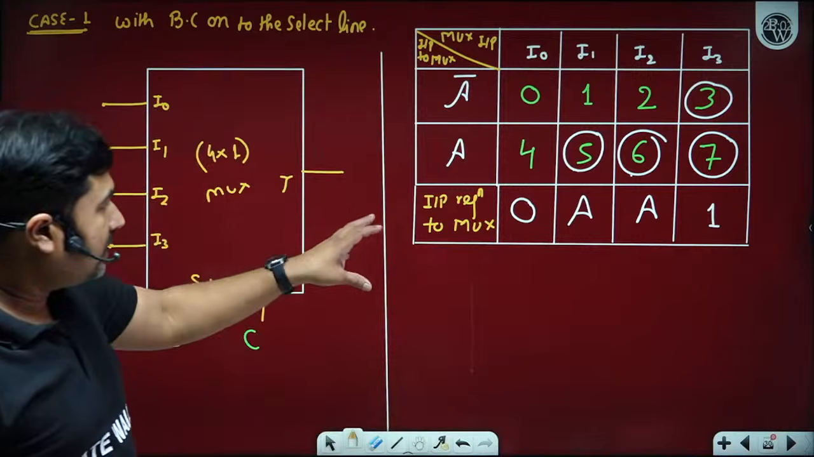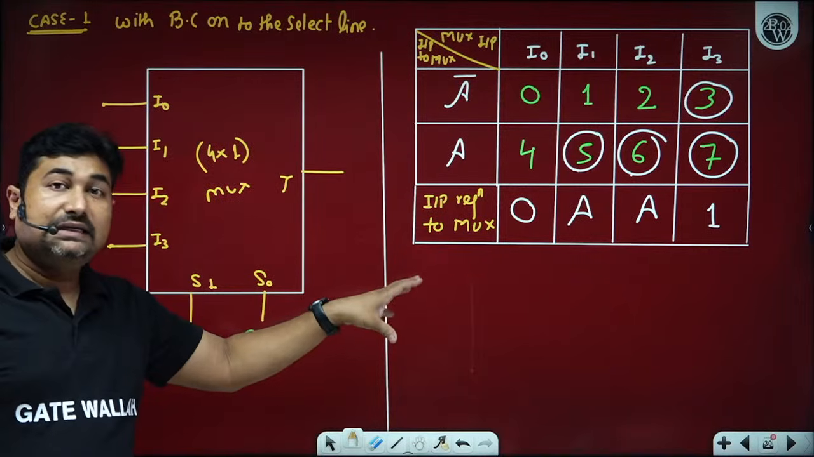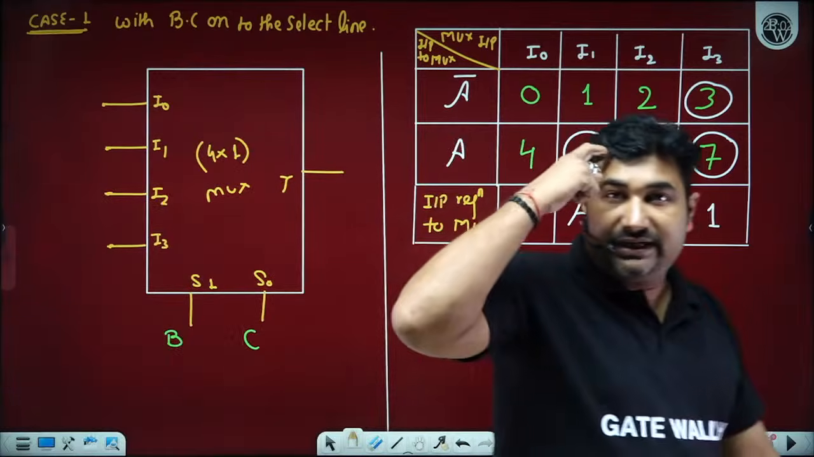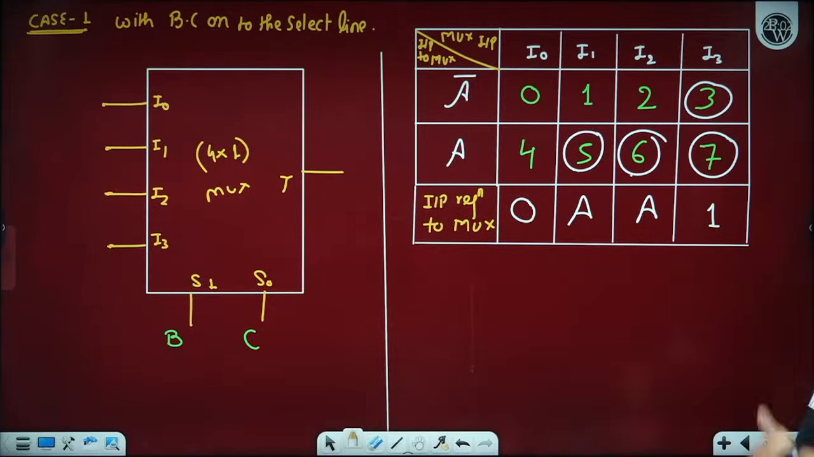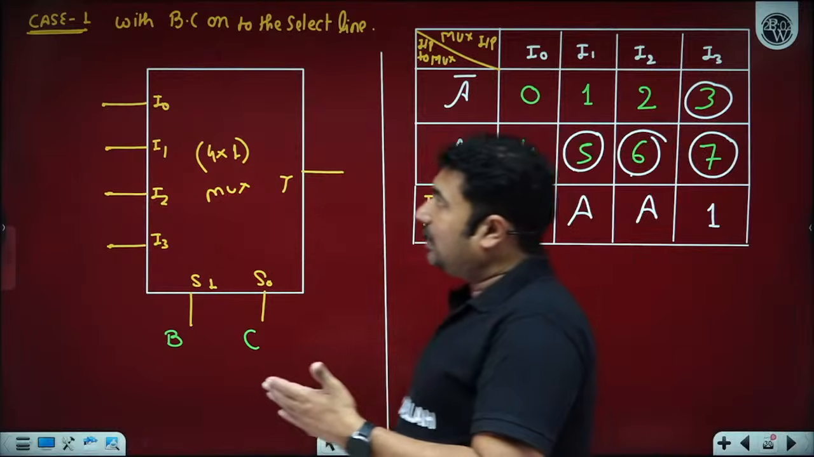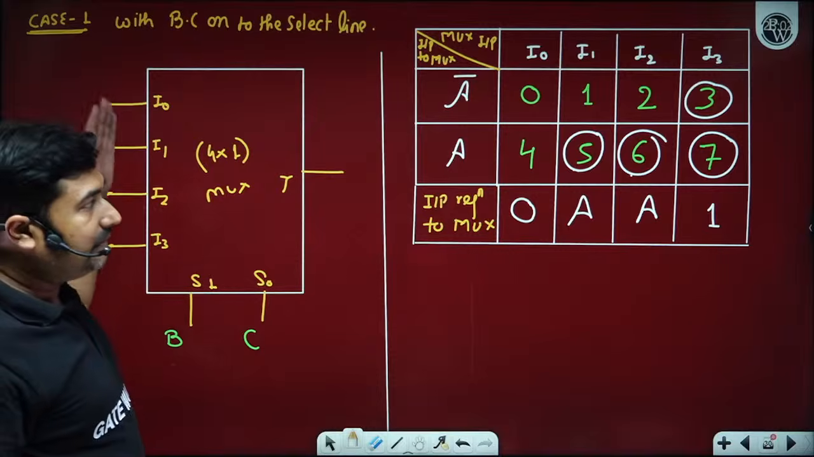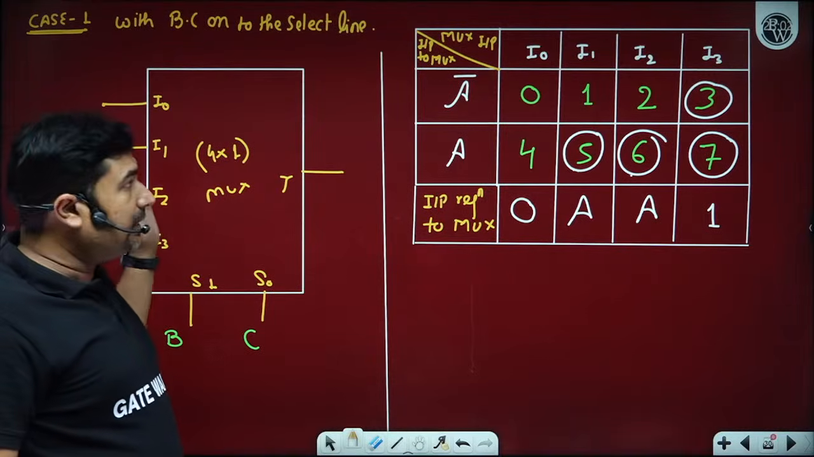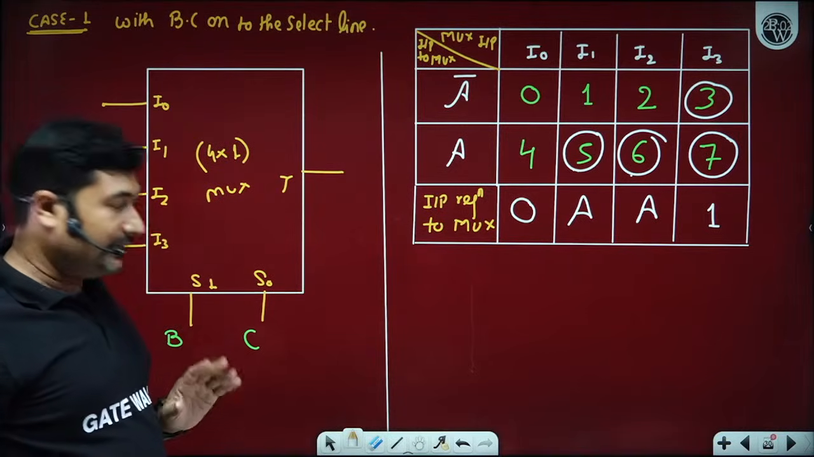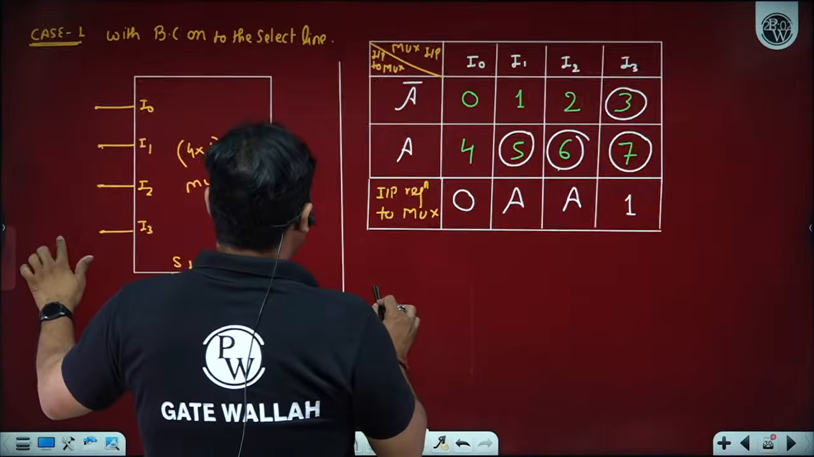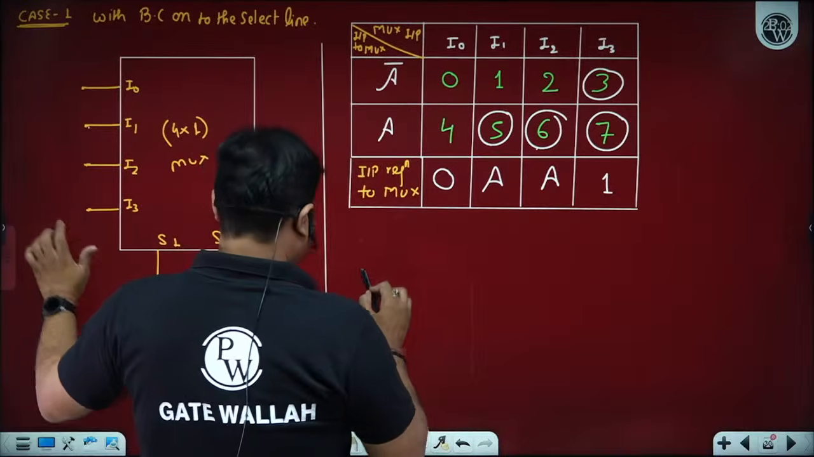So now we know what input is needed with BC onto the select line. We need to apply 0 on the I0 pin, 1 on A on the I1 pin, A on the I2 pin, and 1 on the I3 pin. Let's verify whether it will work or not.